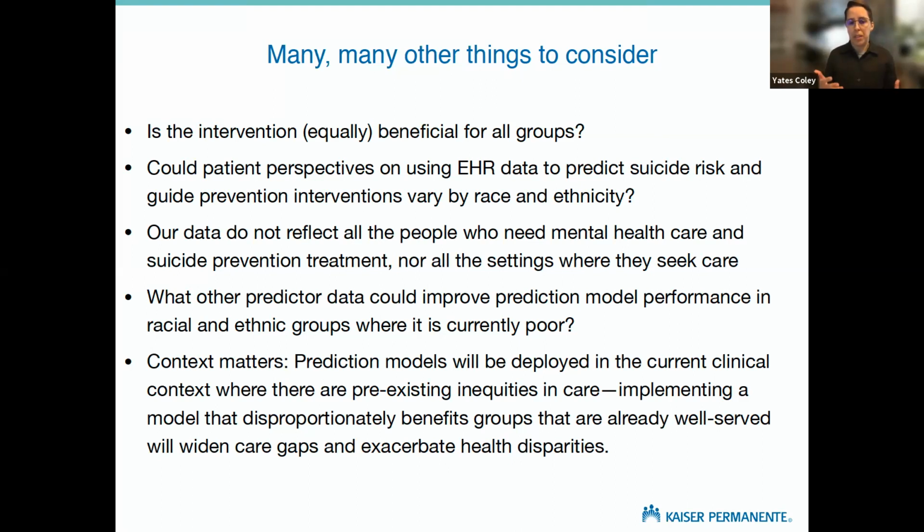The ability of any clinical prediction model to truly address health disparities is going to be limited by barriers to accessing care, including affordability of care and inadequate insurance coverage. We can also consider what other predictor data could improve prediction model performance in racial and ethnic groups where it's currently poor. And finally, I want to emphasize that the context matters. Prediction models are not being deployed in a setting where everyone's needs are already equally met, but rather in our current state with existing race and ethnicity-based inequities. So in this context, to implement a prediction model that provides less benefit to already underserved groups will exacerbate existing inequity and widen care gaps.